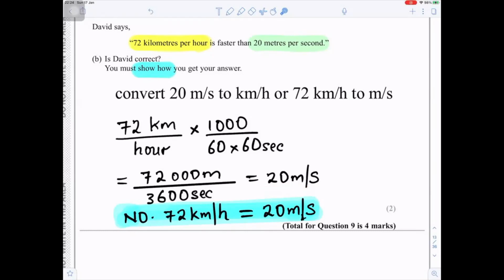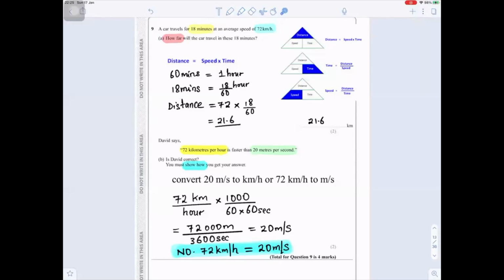So is David correct? The answer is no. 72 kilometers per hour is the same as 20 meters per second. So they are both the same. So David is not correct. So that's the complete answer for question number 9. 21.6 kilometers for part A, and the answer is no for part B.